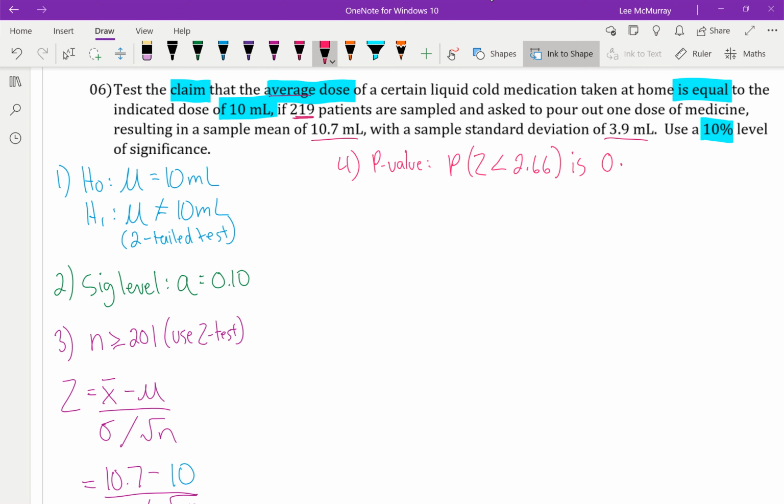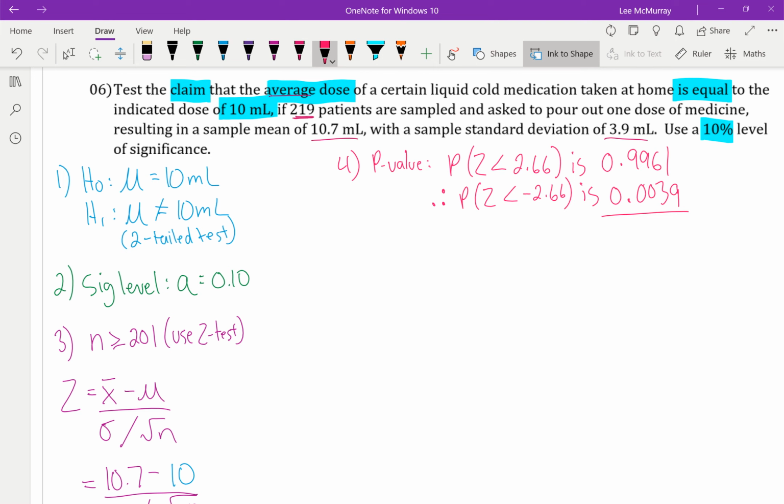And again, I would probably just skip this step right here. If you did that, great. So 0.9961. But we say, therefore, we want the probability that z is less than negative 2.66, which is 0.0039. Again, we could have just taken the complement of that first number, but anyway, that is our value.